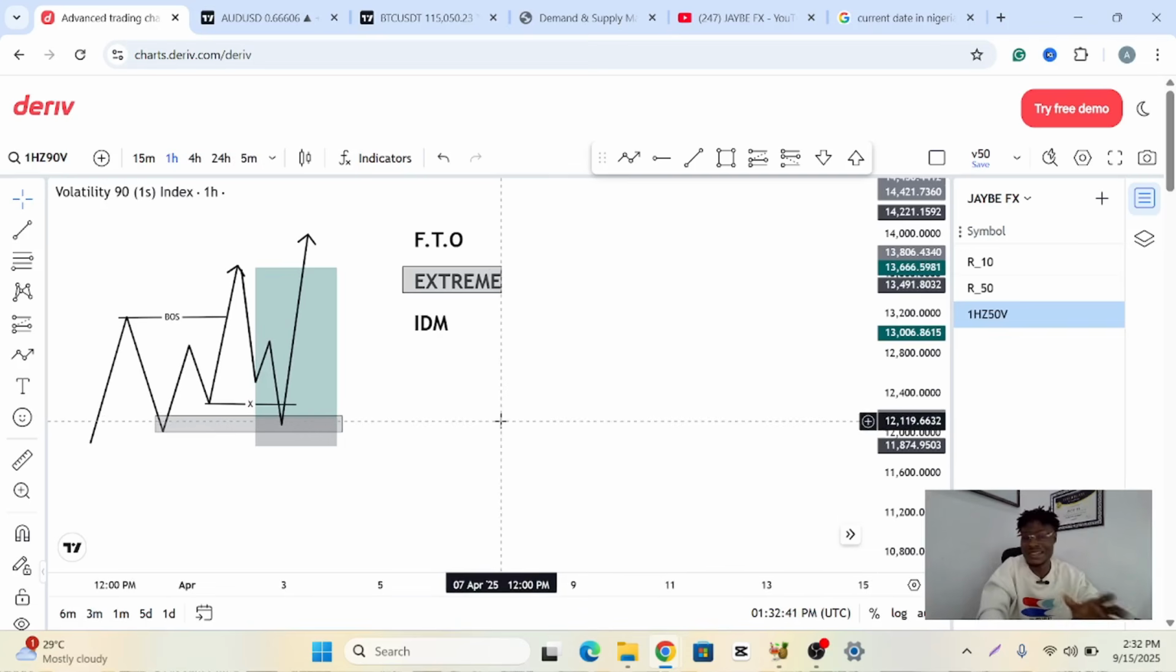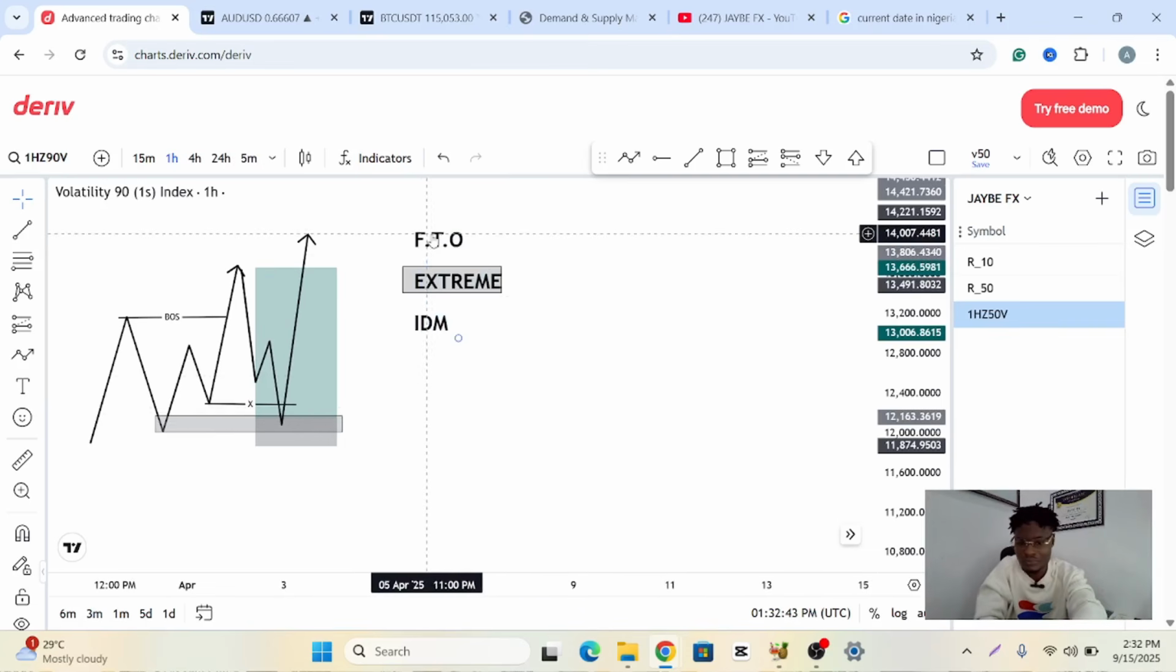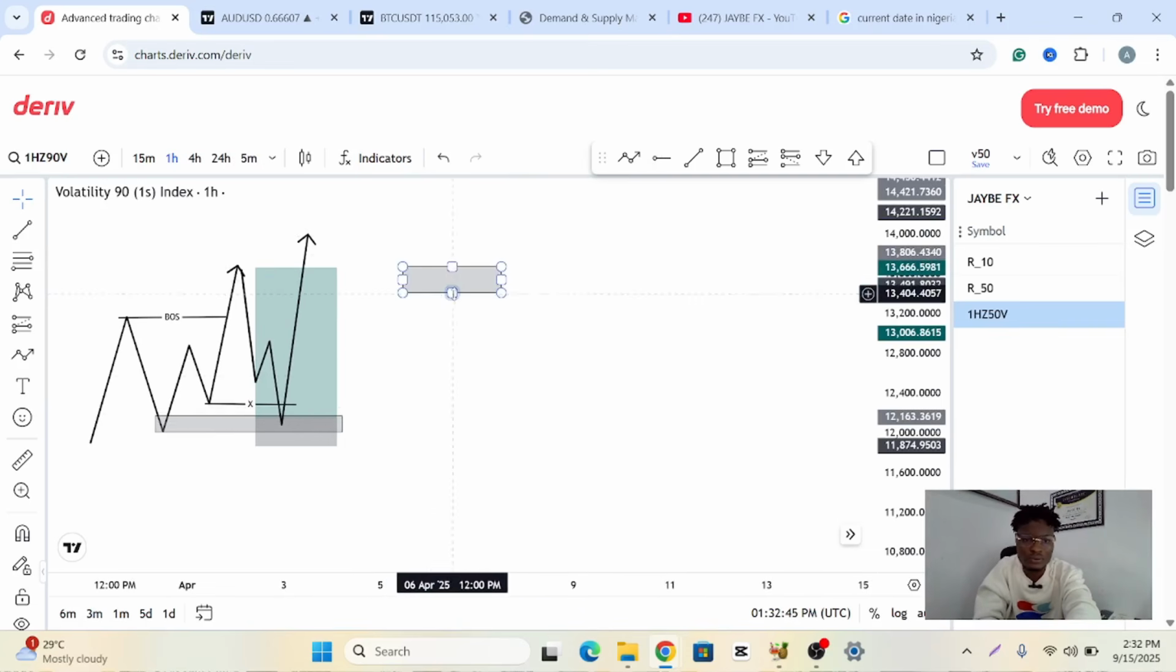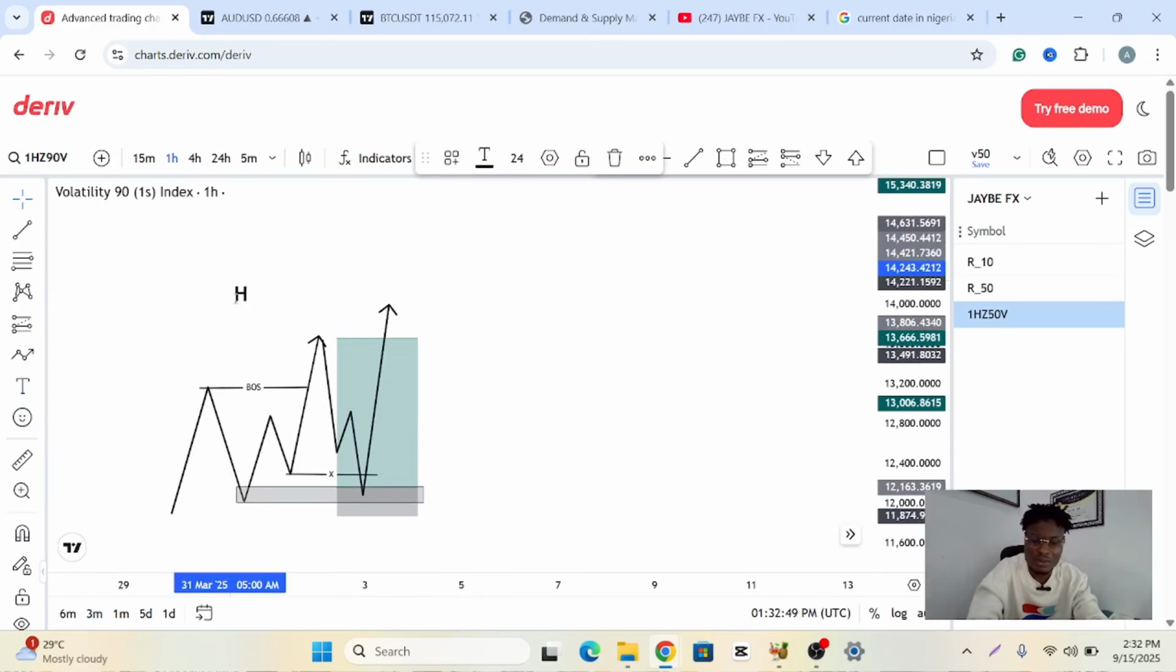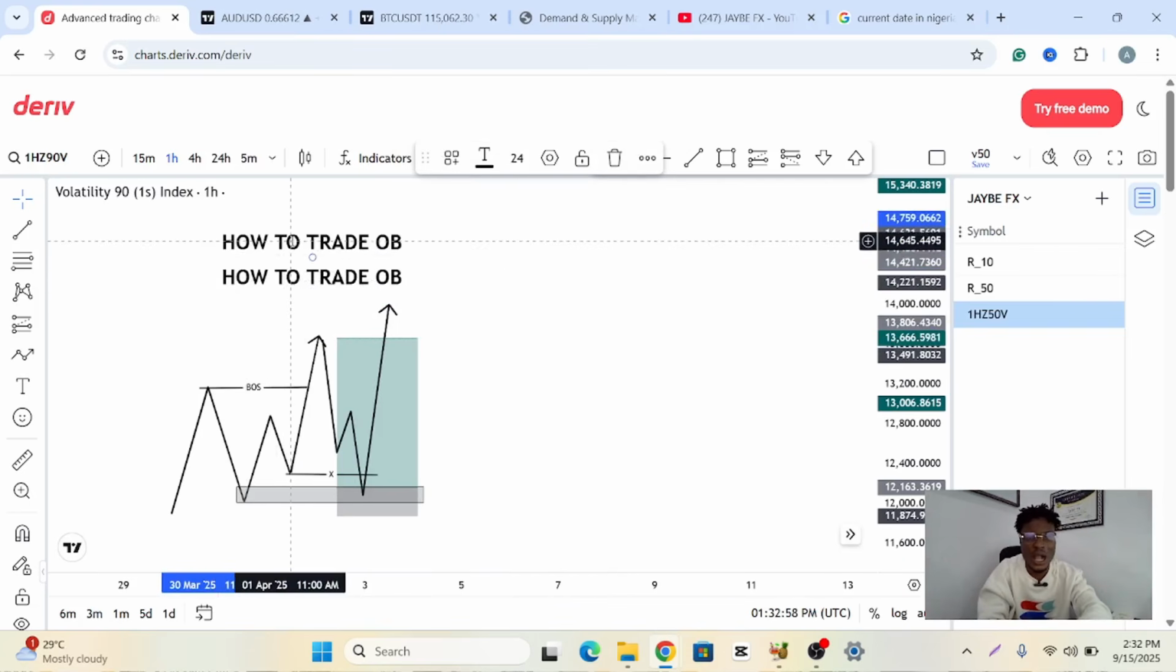Now, that's exactly how I trade them. This is how I trade. The same thing applies to the sell market. How to trade is called order block. Now, order block is the same thing as demand and supply. Now, let me show you how to draw them.